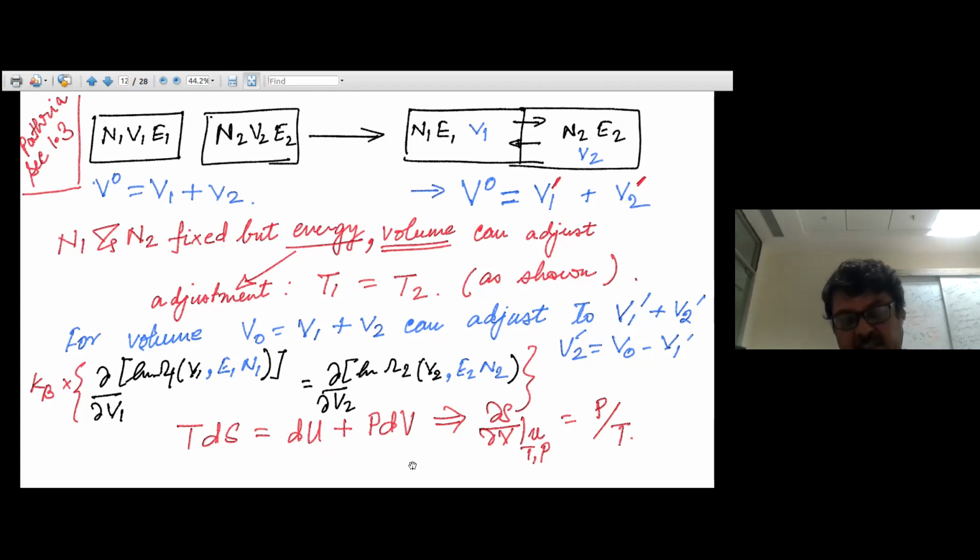So suppose energy has already been exchanged and the temperatures of the two systems are the same. Then TdS equals dU plus PdV. If dU is not changing, because they have already reached thermal equilibrium, then del S del V at constant U is essentially P by T. So del S del V is P by T, right? If this is equal in the two systems, it also means that P by T is equal in the two systems. T, because of thermal equilibrium, is the same, and thereby the pressure in the two systems is also the same.